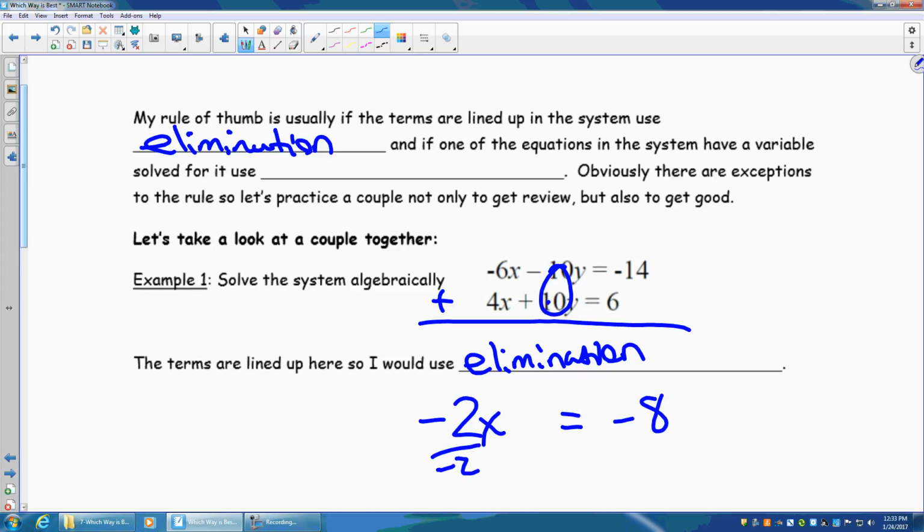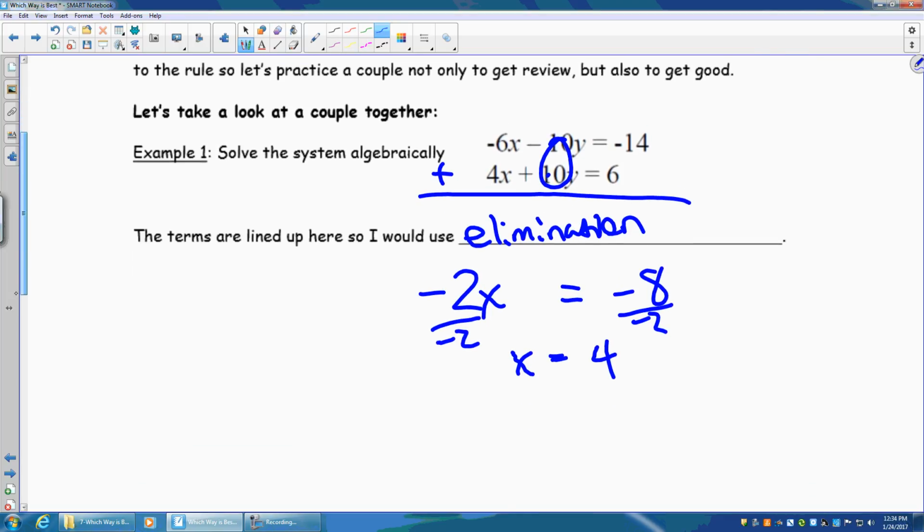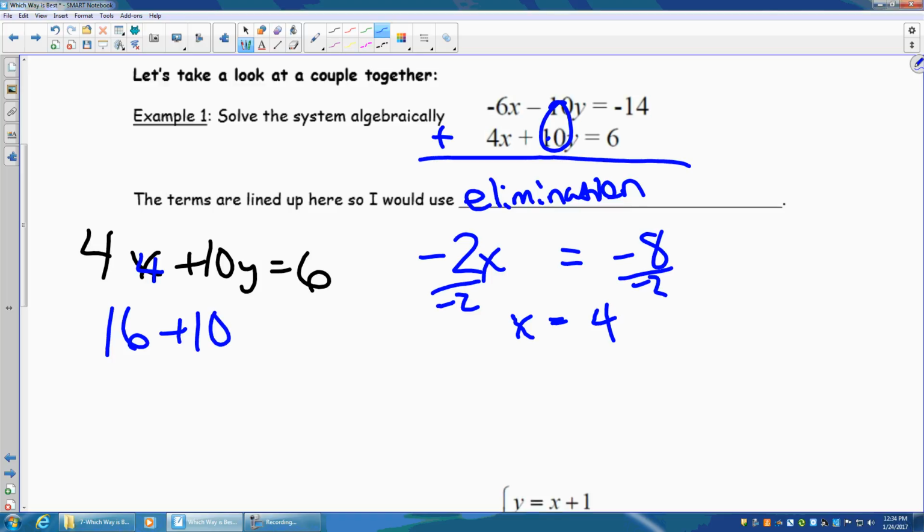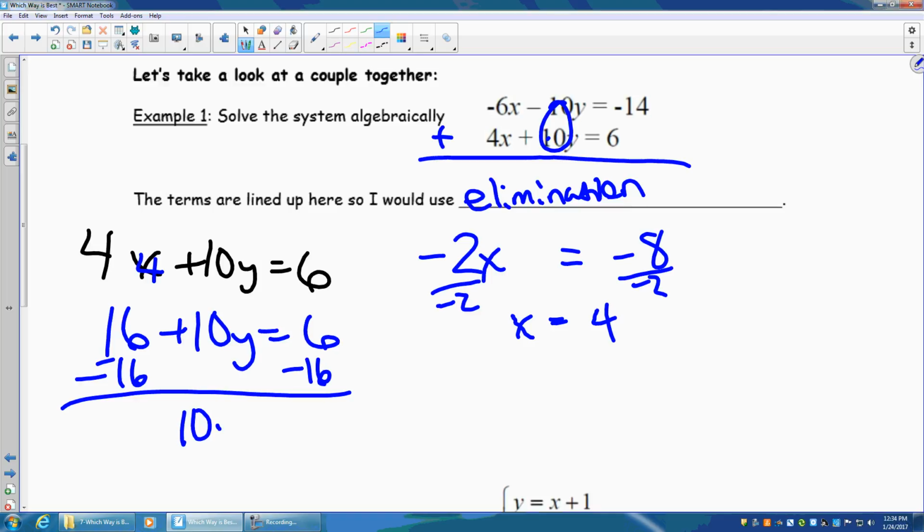I divide both sides by -2, and I end up getting x is 4. All right, now let's plug that back in. Which one of those looks easier to you guys? I would probably say that bottom one, that 4x plus 10y is 6, and then I would plug that 4 in right there to get 16 plus 10y is 6, minus 16 on both sides, and I end up getting 10y is -10. So y is -1. And when I write my coordinate, I'm going to write 4, -1. Okay? So when it's lined up, like we just had it, we're going to use elimination.